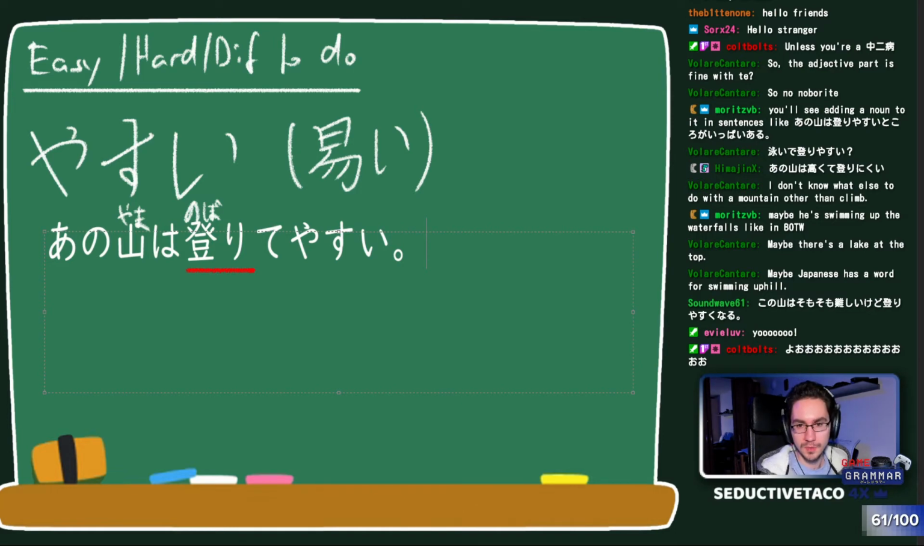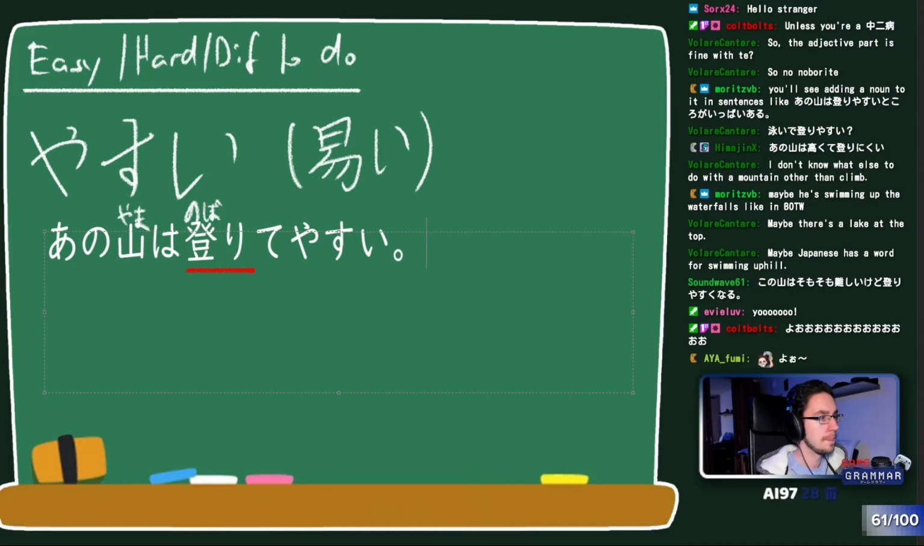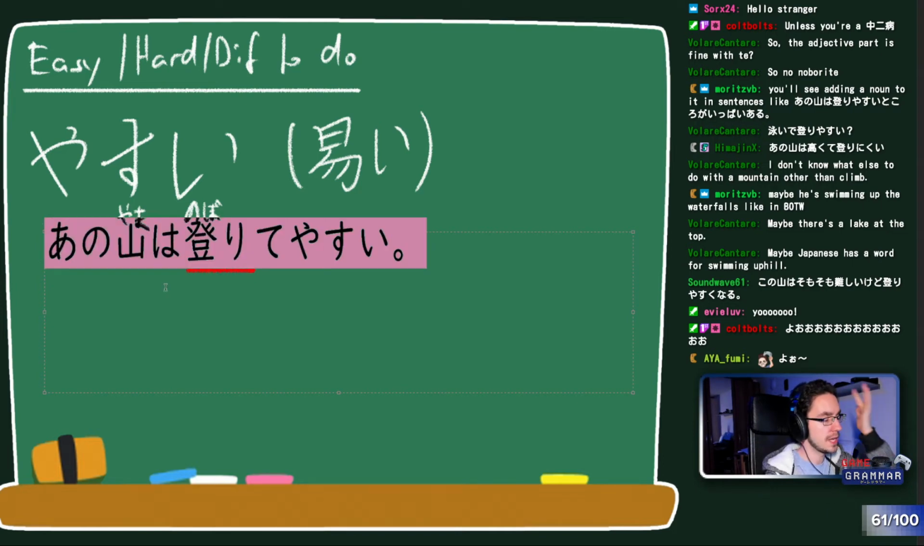この山はそもそも難しいけど登りやすくなる. Oh, yeah, I guess you could have that. That would be like two clauses there. So generally when you have a te form there, either it's one that's completely disconnected and just acts as an "and," or it would have to at least pertain to the same subject so that it would make sense, in my opinion. We can talk about examples, but yeah.